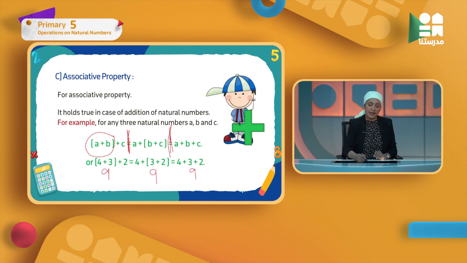يبقى ال equal signs هنا عندي كانت mirrors. ال answers حواليها كلها the same. This is called associative property. To change the places of brackets, this is called associative property. And in addition, yes, we have associative property.